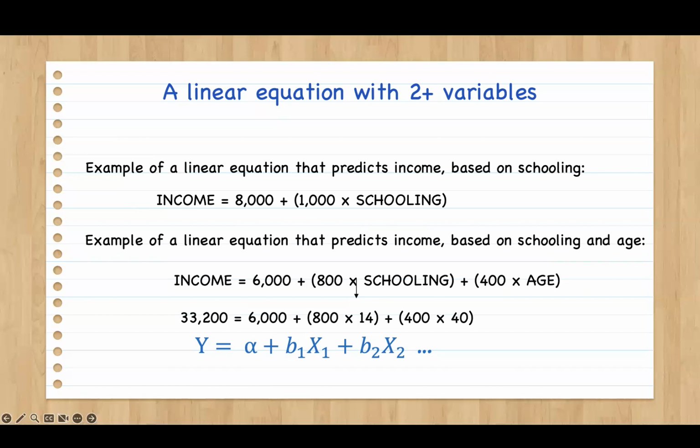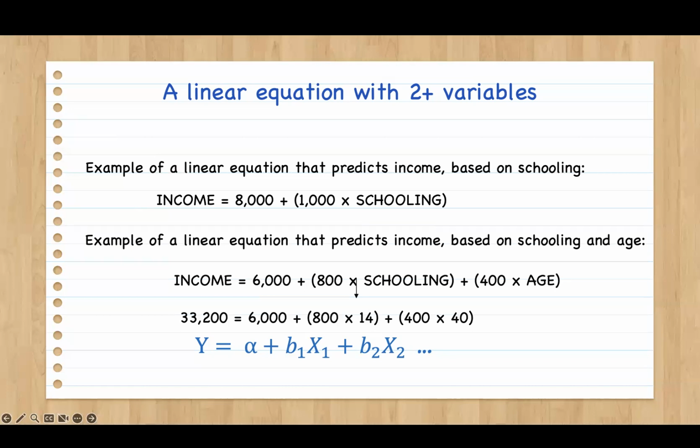For a person who is 40 years old and has 14 years of schooling, the predicted income is $33,200. A more general way of writing an equation with two independent variables is we multiply each variable by the slope coefficient of that variable. We add these products together. Finally, we add the intercept.